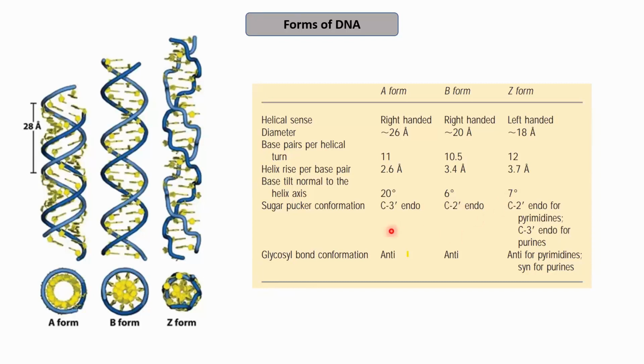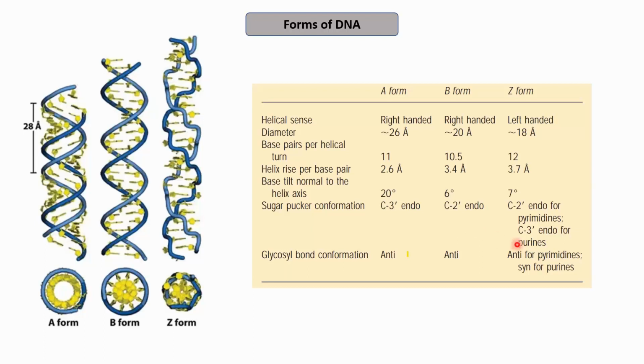If I talk about the sugar pucker formation, it may be endo at some positions, or it may be endo for purines, or endo for pyrimidines in different positions in case of different DNAs. If I talk about the A form of DNA, then it is C3 prime endo. If I talk about the B form, then it is C2 prime endo.